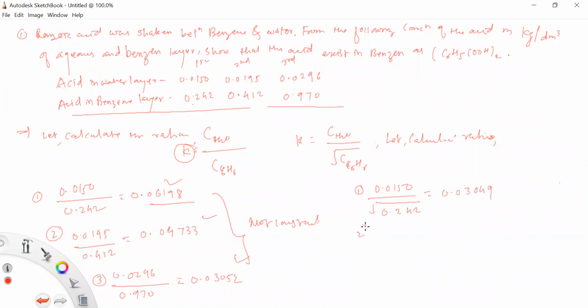If you calculate it, it comes to 0.03049, and if you calculate the ratio of this second, 0.0195 upon the root of 0.412, it comes to 0.03038, and if you calculate the third, 0.0296 upon root of 0.970, it comes up to around 0.03005. So here your K, or distribution coefficient, is constant.